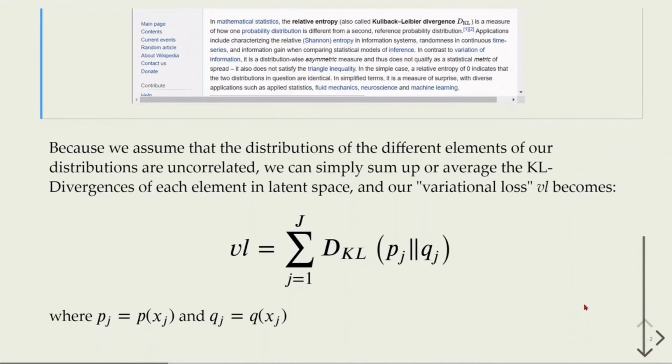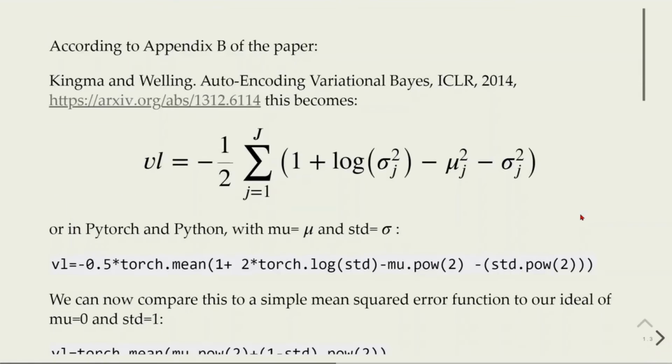Because we assume that the distributions of the different elements are uncorrelated, we can simply sum up or average the Kullback-Leibler divergence of each element in the latent space, and our variational loss VL becomes this equation here, where P of j is the probability P and Q of j is the probability Q. According to Appendix B of the paper Auto-Encoding Variational Bayes from Kingma and Welling, that you can find in this link here, the variational loss becomes this equation that we can implement in PyTorch and Python.